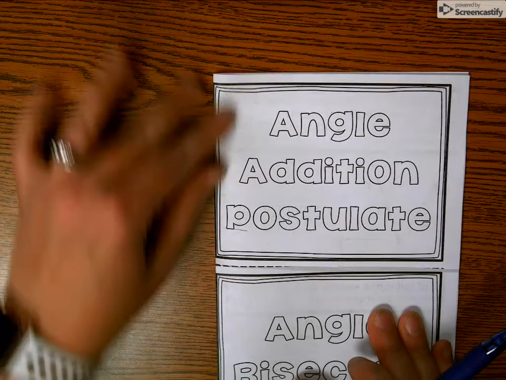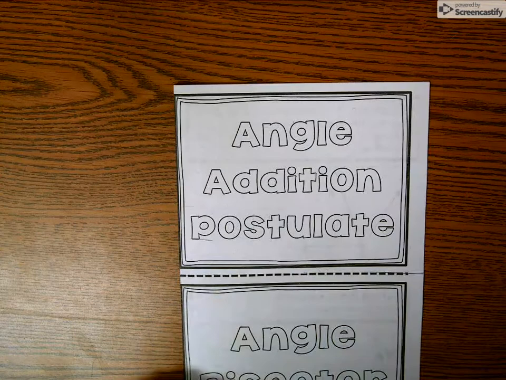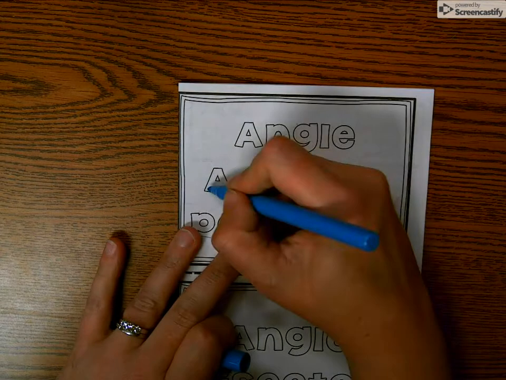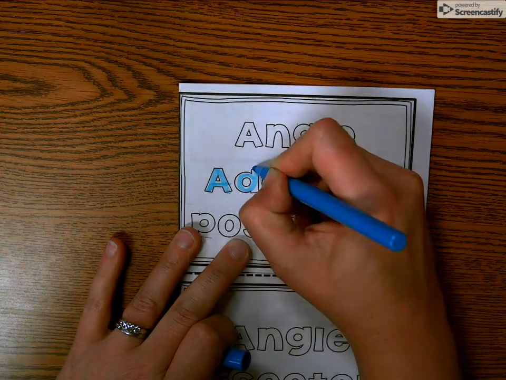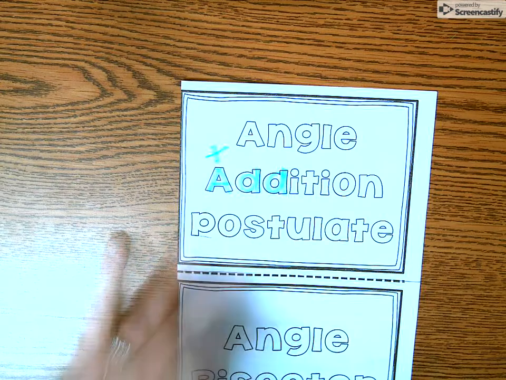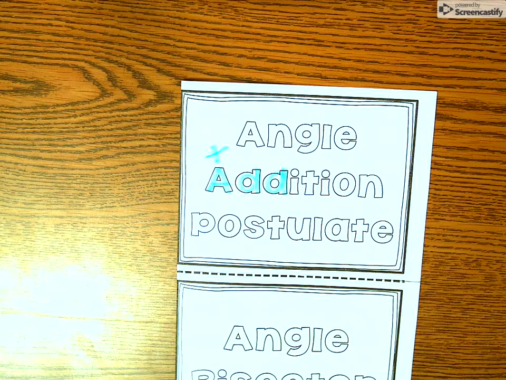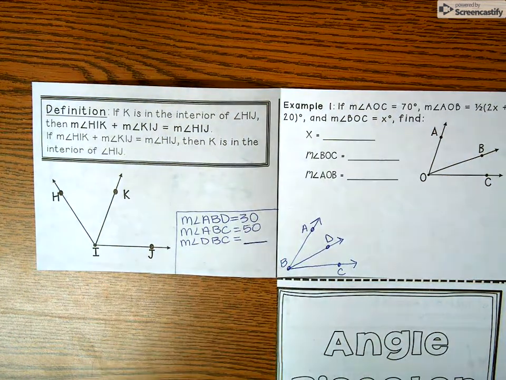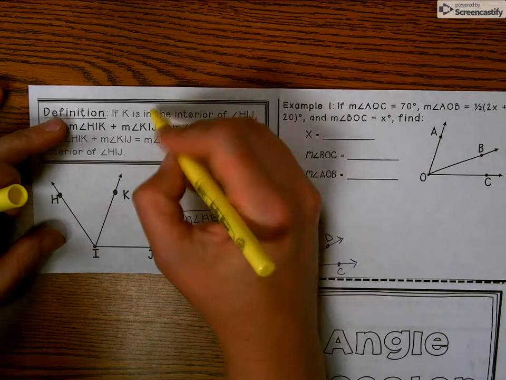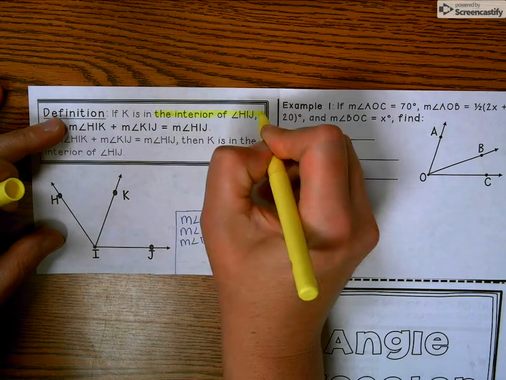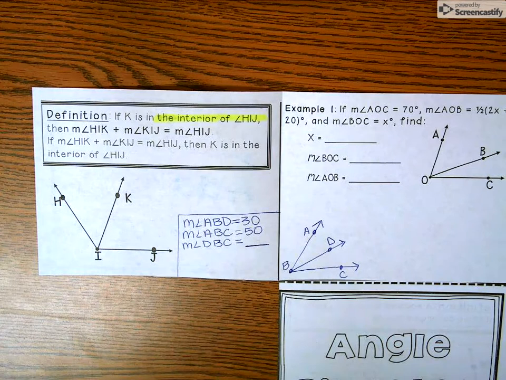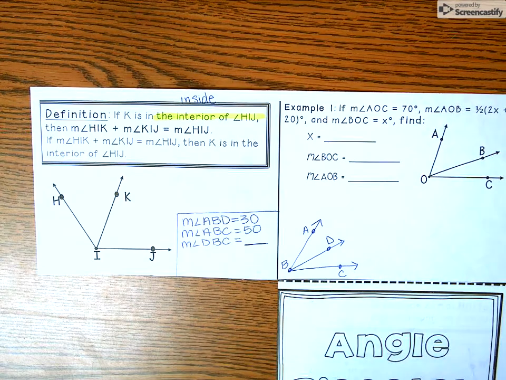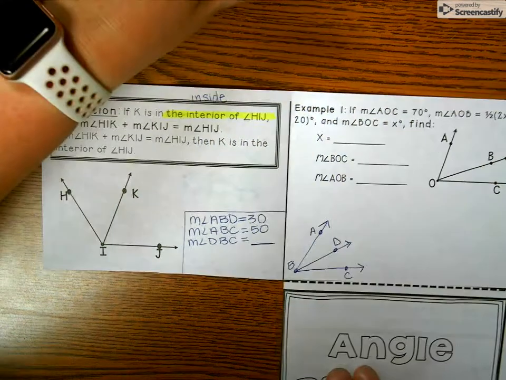We're going to go ahead and start to talk about angle addition postulate, and that's all I'm going to cover on this video. Okay, so angle addition postulate, we know addition means to add. So for this postulate, we will be adding angles together. That's what angle addition means. So if you come to the inside, let's look at the definition really quick. The definition says, if K is in the interior of angle HIJ. Interior means inside. So if you're an interior designer, you're going to be designing inside of somebody's house, okay?